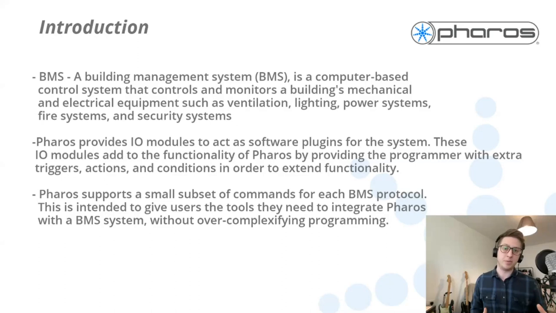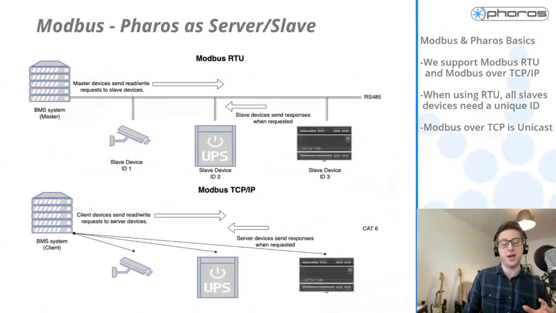We're going to be looking at Modbus first. We have support for two versions of Modbus: Modbus RTU and Modbus TCP. Modbus RTU is effectively Modbus over RS485, so a serial connection. Modbus TCP over IP is Modbus over a TCP, transmission control protocol, transport layer. So basically over a computer network, over a Cat6 network.